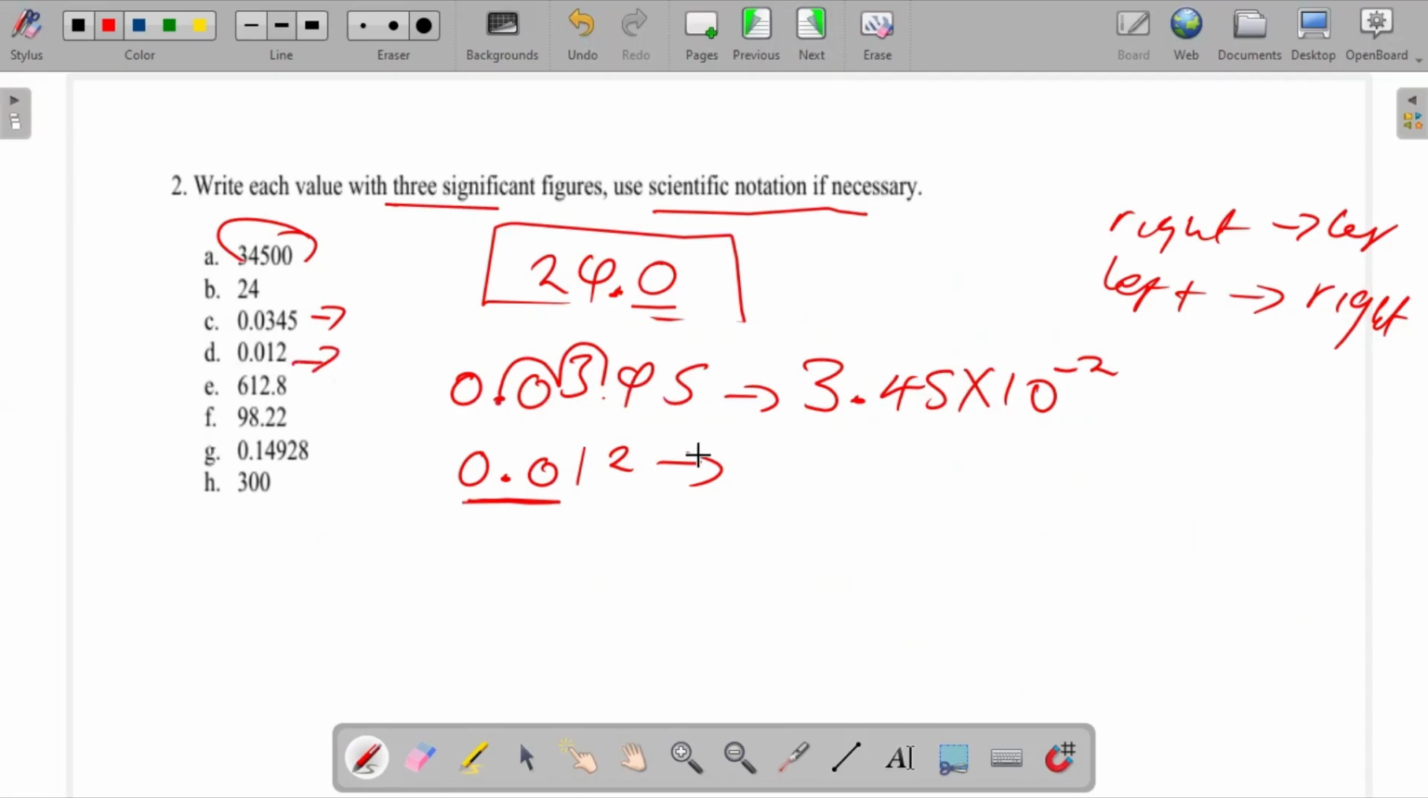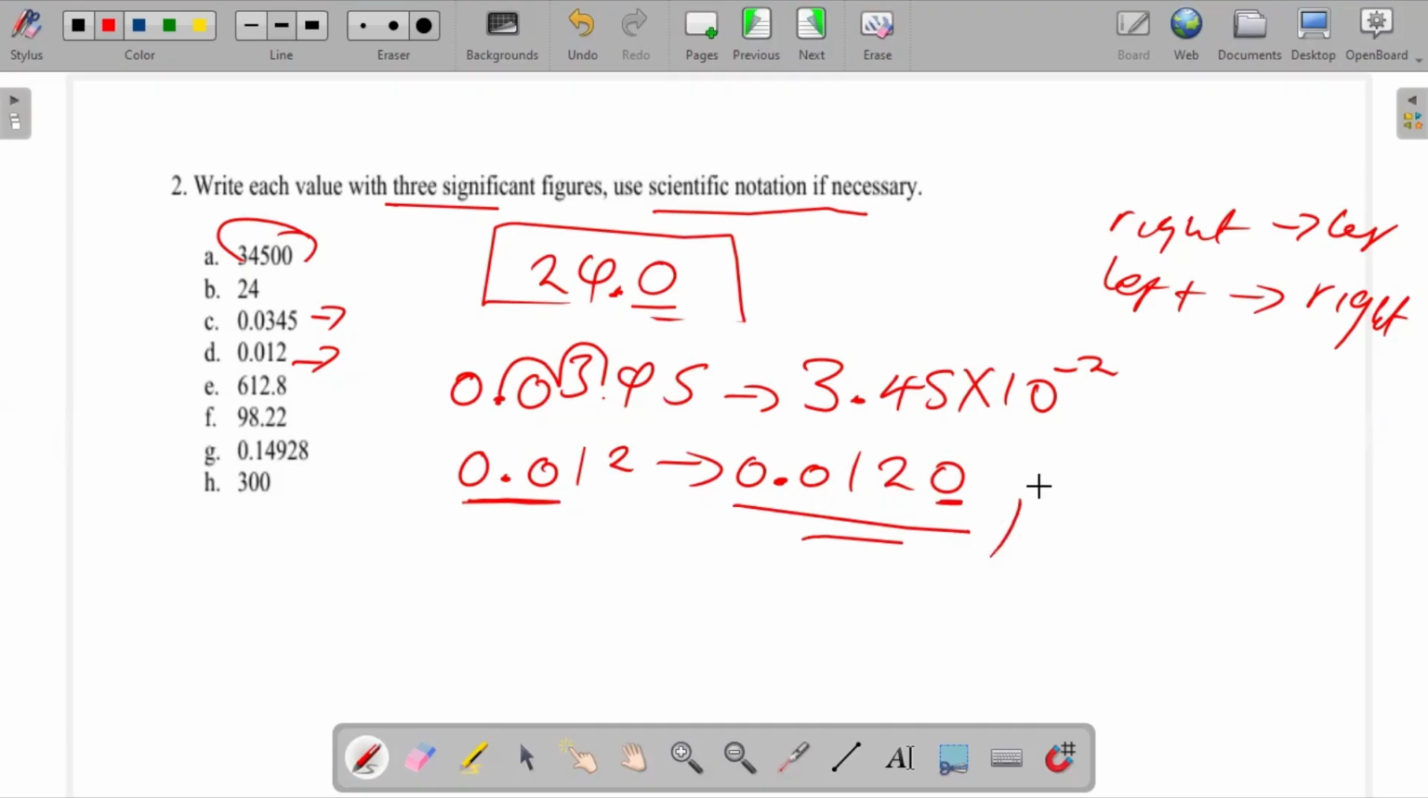We can add a zero at the end. Good. We can just introduce a zero there. This zero is going to be significant. It's a trailing zero appearing after the decimal point, so it's going to be significant. It's not going to affect our number, still 0.012. But if you add a zero there, that zero is going to be significant. So this is going to be our answer.